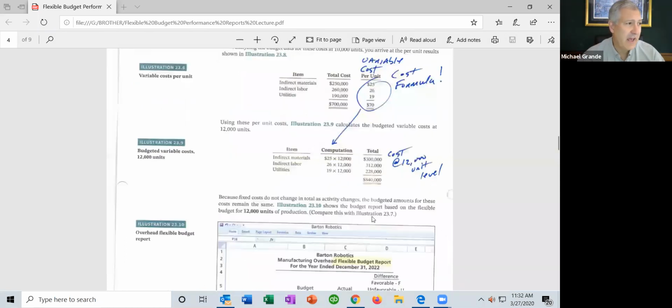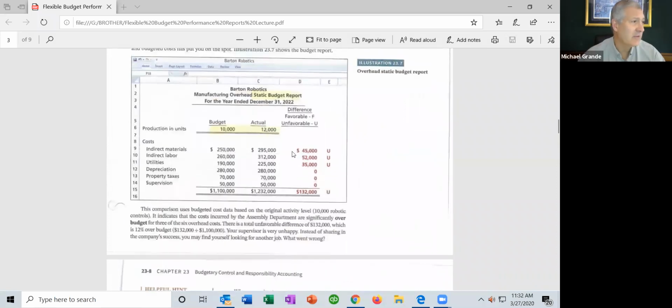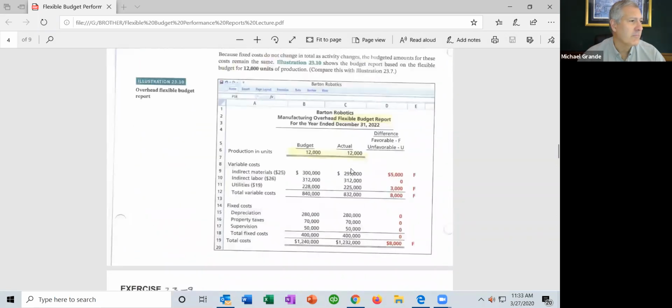So rather than having what they thought was $132,000 unfavorable variance with this static budget report, when they look at how they should have performed at the actual level of activity, they have an $8,000 favorable variance. So looking pretty good.